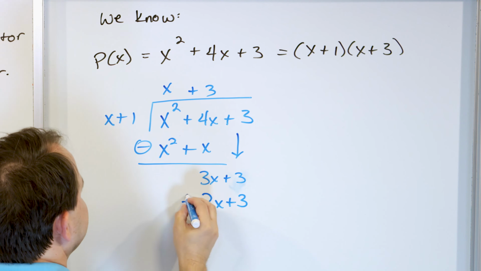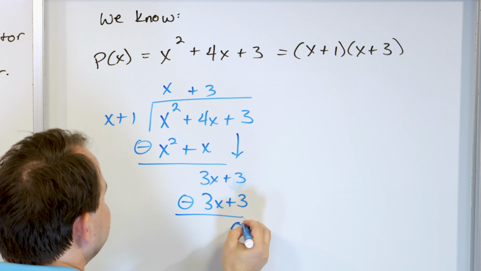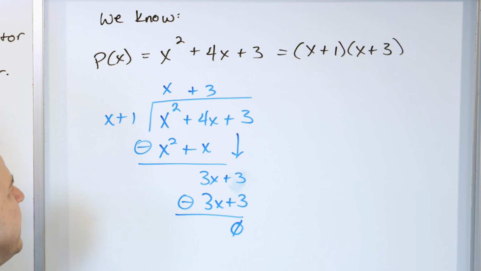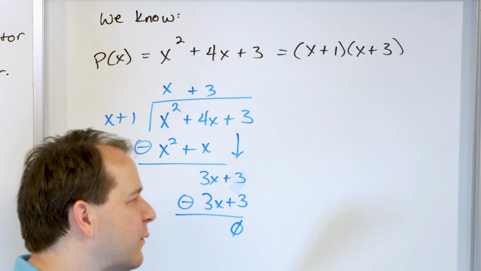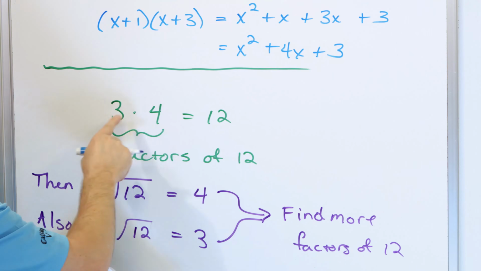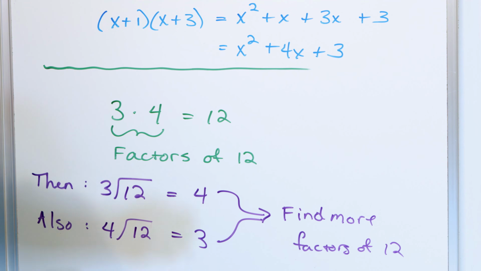Because I multiply this, I subtract. These both subtract to give me 0. There is no remainder. So factors are things that divide in and there's no remainder, right? Factors of 12 are numbers that divide into 12 with no remainder.